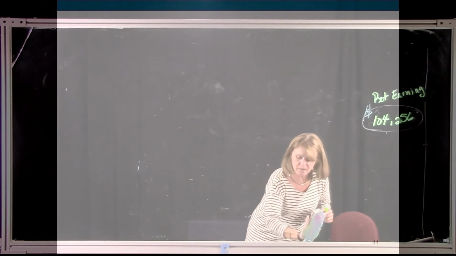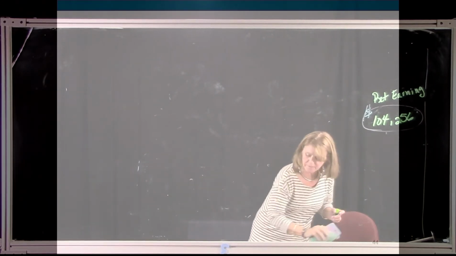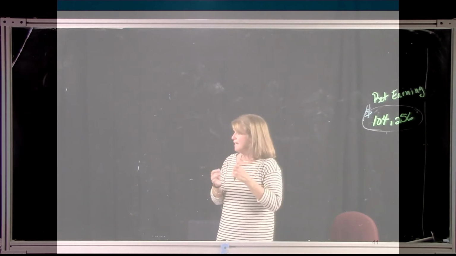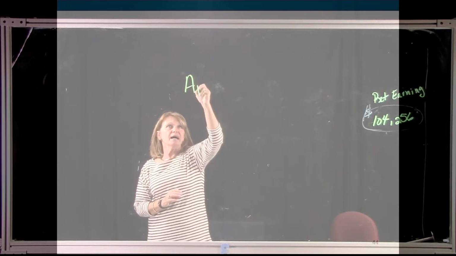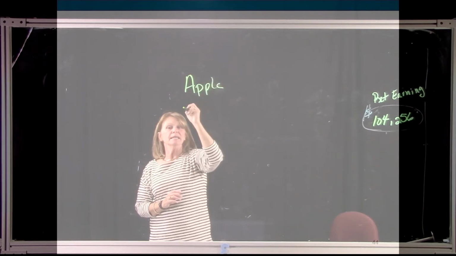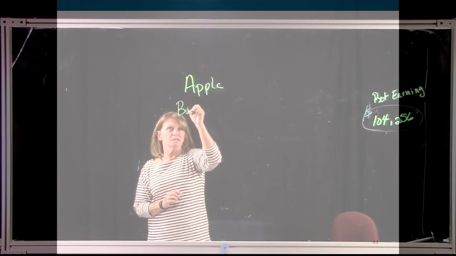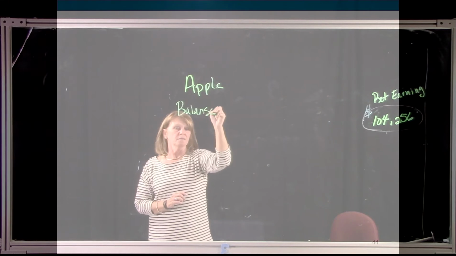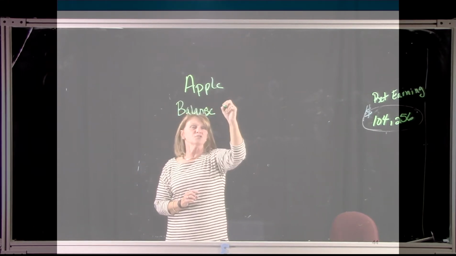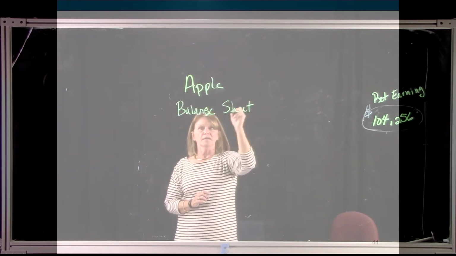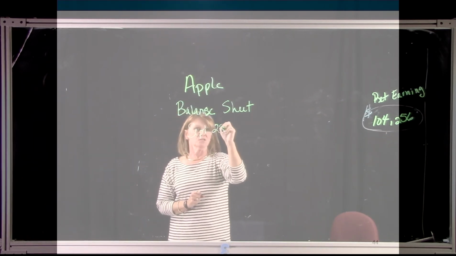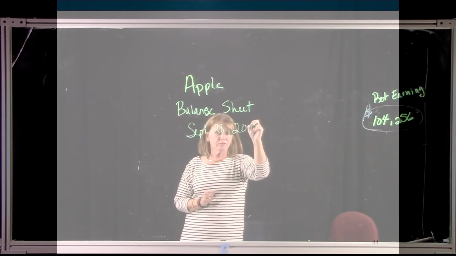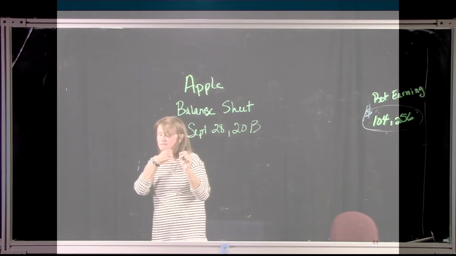All right. Now, I showed you how to title the other two financial statements, and I'm going to show you how to title this one. It's slightly different. It's still Apple Company. It's the balance sheet. Balance sheet as of September 28th, 2013. It is not for year ended. It is as of this date.